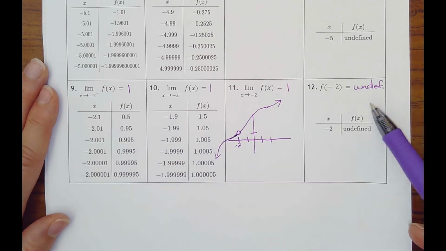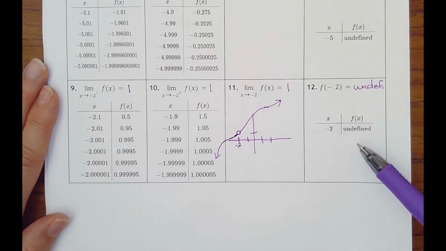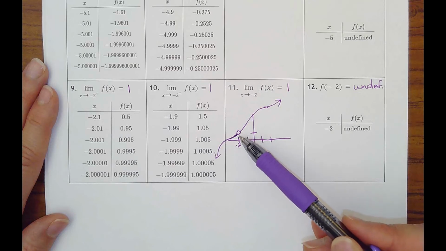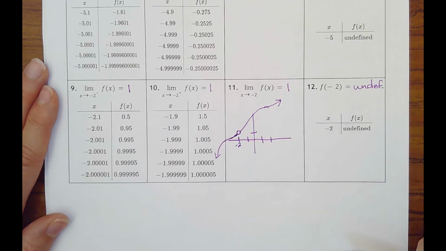But look what happens when I plug in -2 to my table. It gets me an undefined value there. This is just a guess of what it looks like at -2, which means there's a hole. But my limit exists because I'm coming to that same value of 1 from the right and the left. So it's kind of neat how it all plays together.